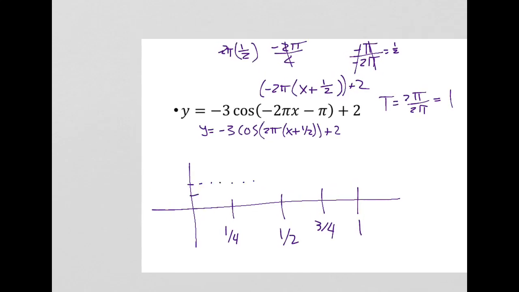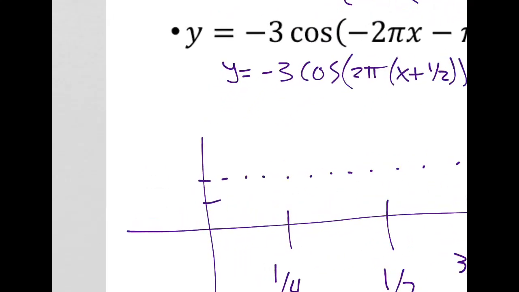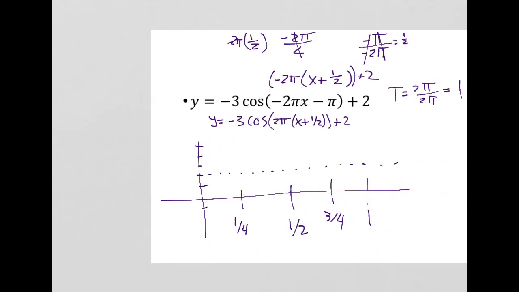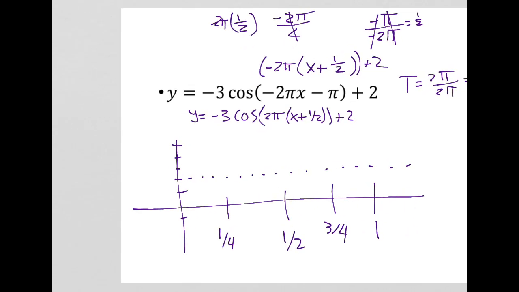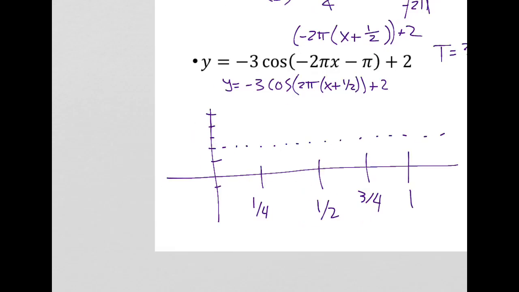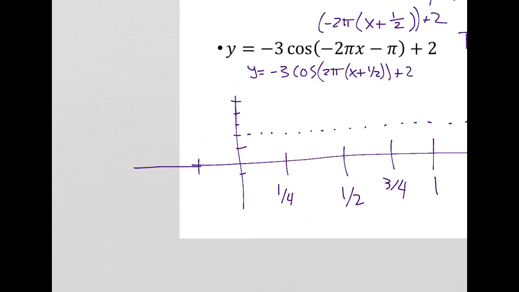So I'm going to draw my line of symmetry right there. Notice the 3 is going to make my amplitude 3. So I need to go 1, 2, 3 above that line, and 1, 2, 3 below that line of symmetry. And I need to shift everything to the left by 1/2. So I need a tick mark there, and I need another tick mark all the way over here, because I'm shifting it by 1/2 to the left, because it says plus 1/2.